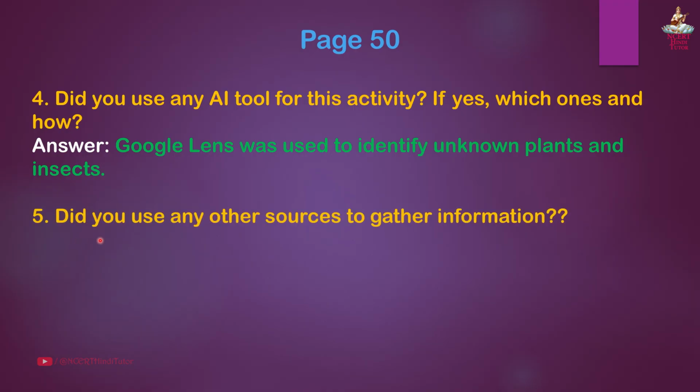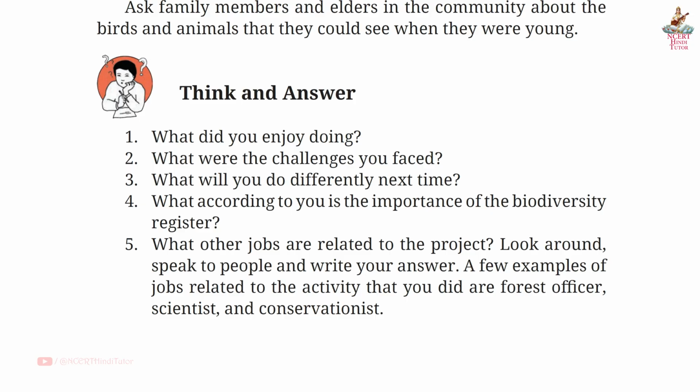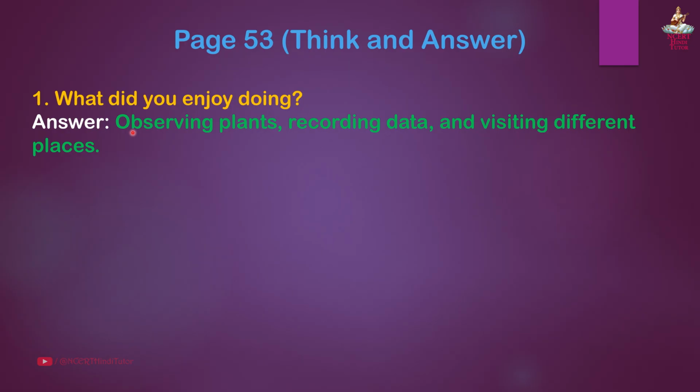Question 5. Did you use any other sources to gather information? Answer: Yes, we used books, the internet and asked farmers and teachers. Page 53. Think and answer. Question 1. What did you enjoy doing? Answer: Observing plants, recording data, and visiting different places.